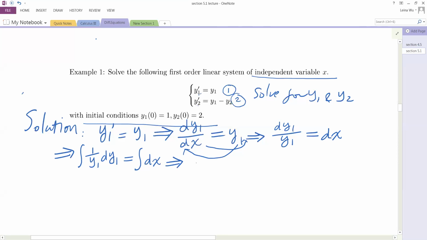Is everybody good so far? What's the integration of the left-hand side? Natural log of the absolute value of y1 equals the right-hand side, which is x plus c, right? Can we get the explicit solution? Yeah, you raise everything to the exponential. So let's raise both sides by e. So we have the absolute value of y1 equals e to the x times e to the c, which is c1 e to the x.